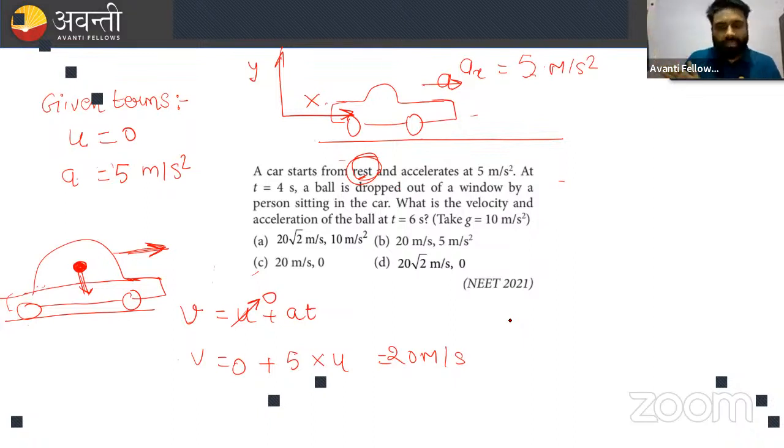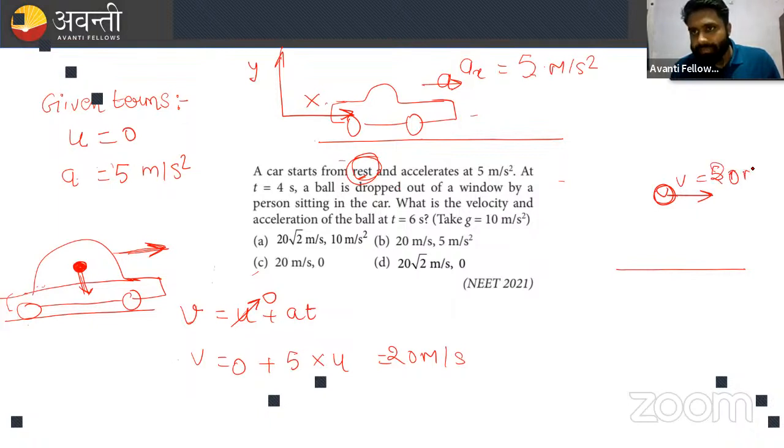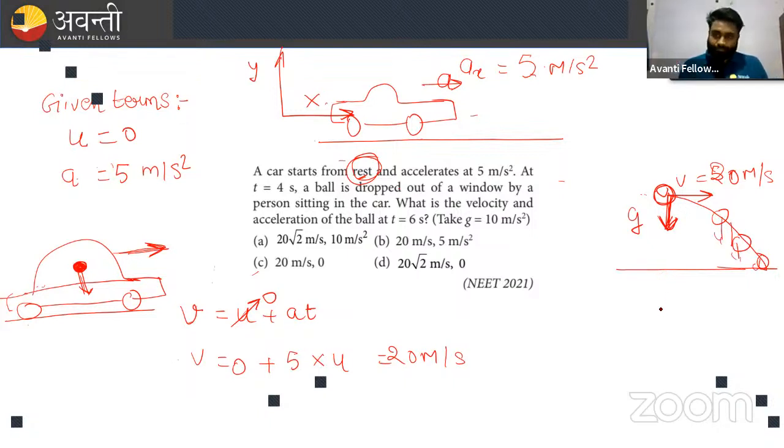ठीक है, बॉल को आपने ड्रॉप कर दिया, then this ball also has a velocity in this direction, which is 20 meter per second. Okay, now what just happened: there is an acceleration in y direction. Gravity को मत भूलो, gravity is always acting on this ball, so gravity will pull this ball in this way. Okay, so this ball will cover a path like this. Always the gravity is acting. Got it? So what is the velocity and acceleration of the ball at t is equal to 6 seconds?